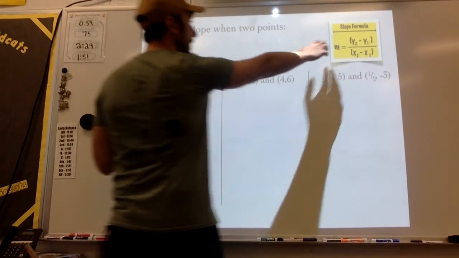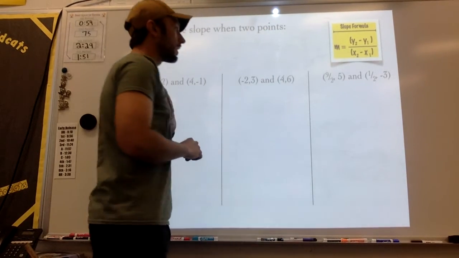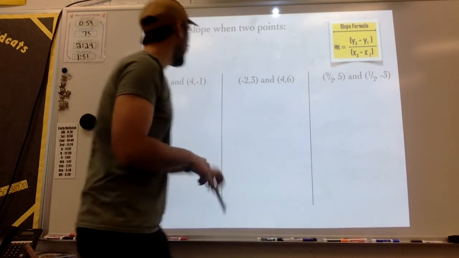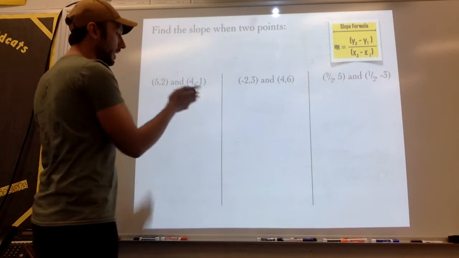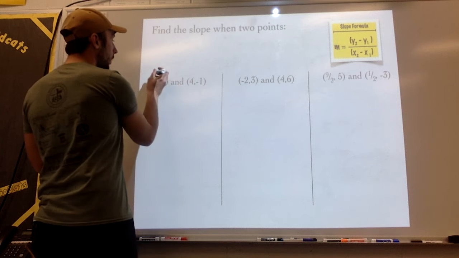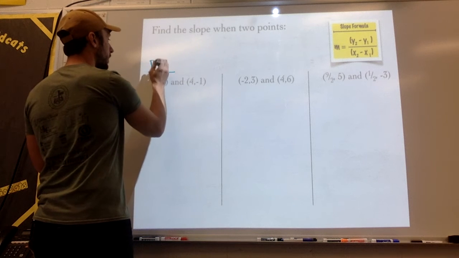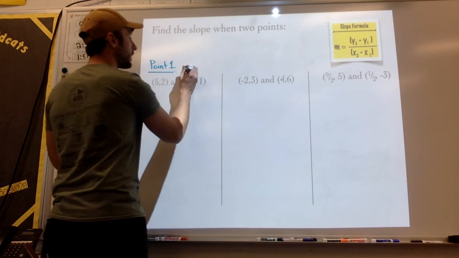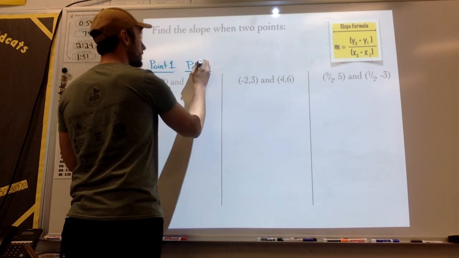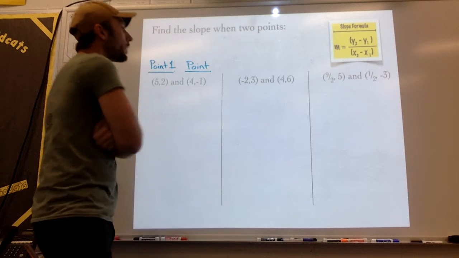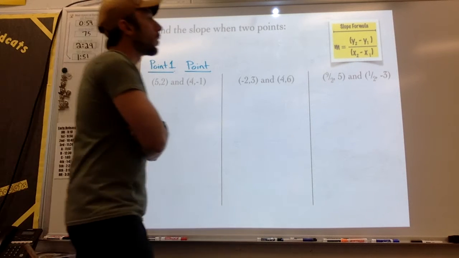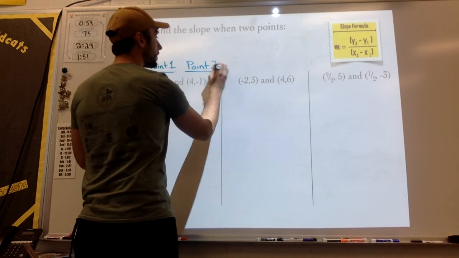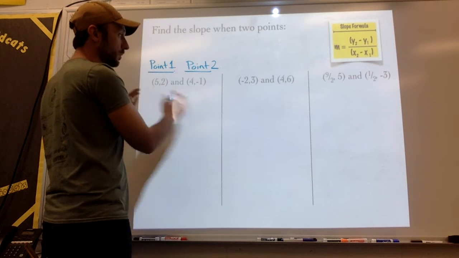So I have that same formula up here, y sub 2 minus y sub 1, x sub 2 minus x sub 1. And if you think back to what we talked about that very last day of e-learning, we can just think of this as our first point 1, and this is our second point 2. And all we have to do is subtract them. It doesn't matter which one's point 2 and which is point 1.